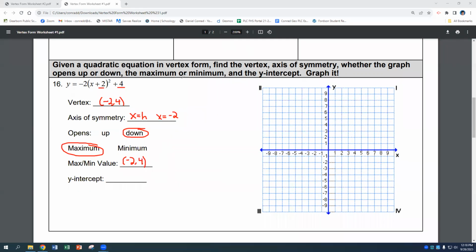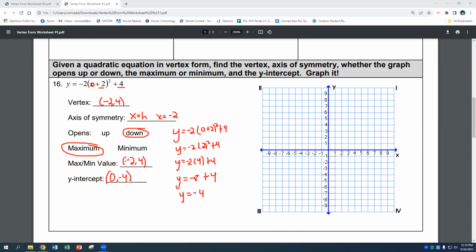And then for your y-intercept, we need to substitute in 0 for x. So I'm going to take my equation, y equals -2, and substitute in a 0 here. So it's going to be 0 plus 2 squared plus 4. When I solve that, that's -2 times 2 squared plus 4. So I got -2 times 4 plus 4. That's going to give me -8 plus 4, which is going to give me -4. So my y-intercept is going to be 0, -4.